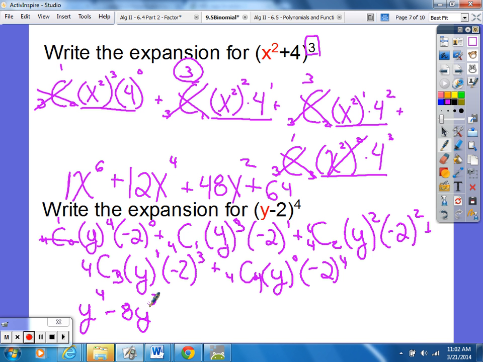Negative 2 to the 4th is 4. Times 6 is 24. So plus 24, y squared. Negative 2 to the 3rd is negative 8. Times 4 is negative 32. So minus 32y. 4 to the 4 is 1. Negative 2 to the 4th is positive 16. And the y cancels, right? There's my answer. Raise your hand if you got that.